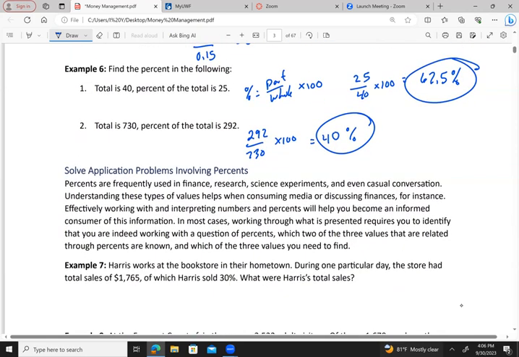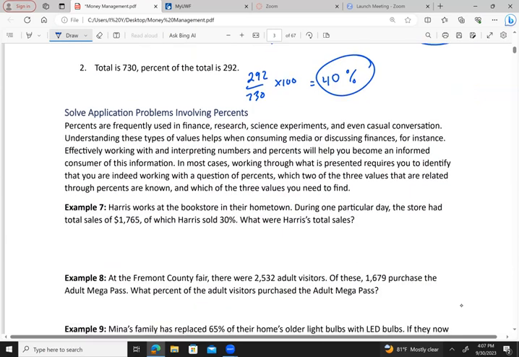Now let's look at some application problems here. We find percents frequently used in finance, research, science experiments, even casual conversation. Understanding these types of values helps when consuming media or discussing finances. For instance, effectively working with and interpreting numbers and percents will help you become an informed consumer of the information. In most cases, working through what is presented requires you to identify that you are indeed working with a question of percents. Which two of the three values that are related through percents are known, and which of the three values you will need to find?